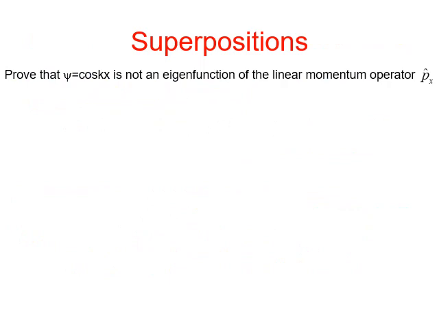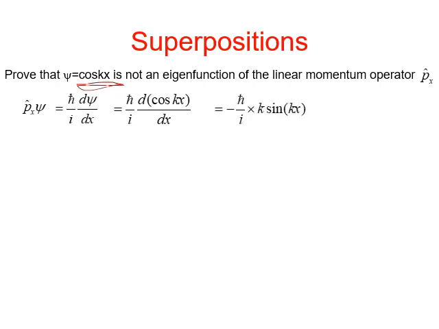Let's now calculate the momentum of cosine kx. We use the momentum operator operating on this wave function, and the first derivative of cosine becomes negative sine. Sine is not cosine, so when we use the momentum operator on this wave function, we don't get the function back. Therefore this wave function cosine kx is not an eigenfunction of the momentum operator. That means this function does not have a definite momentum. If you measure many times, every time you get a different momentum value.